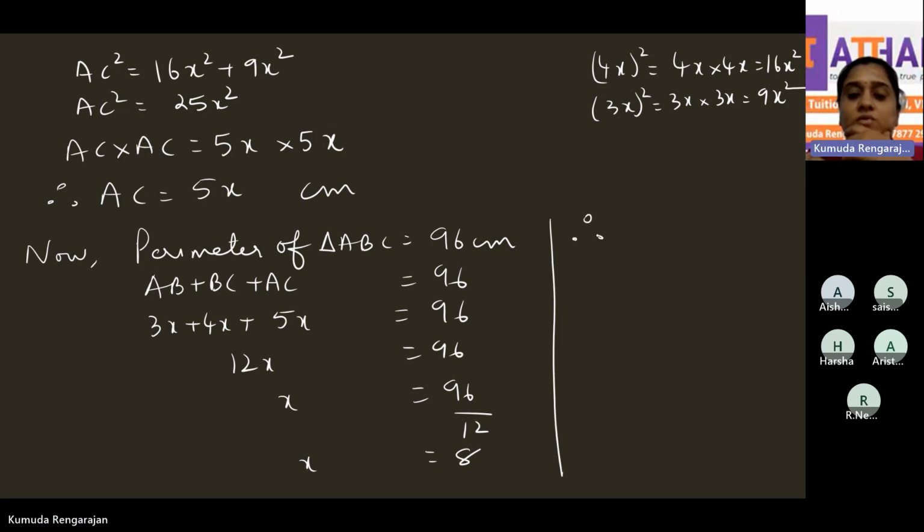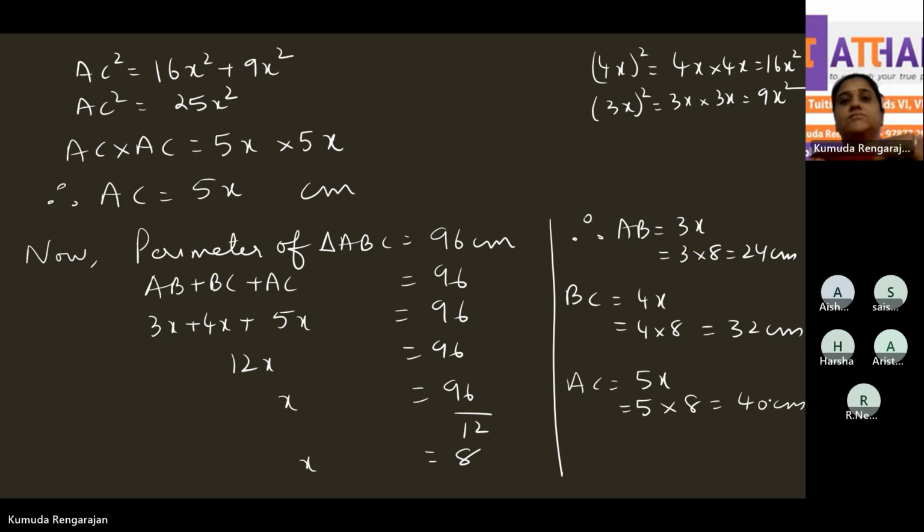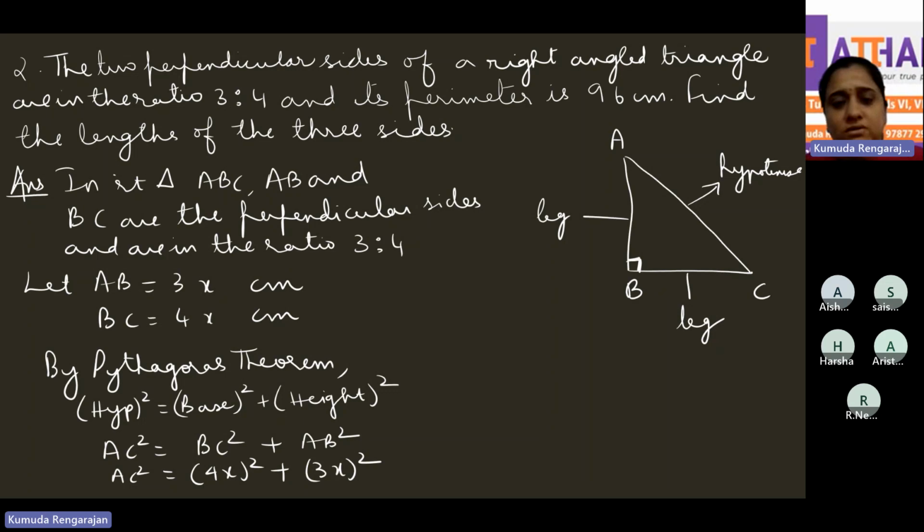Therefore, AB is equal to 3x, which is 3 into 8, 24 centimeters. BC is equal to 4x, which is 4 into 8, 32 centimeters. And AC is equal to 5x, which is 5 into 8, 40 centimeters. Right? Done. As you work, I think it should be easier to understand. Please go through the answer on the slide and then work it out.